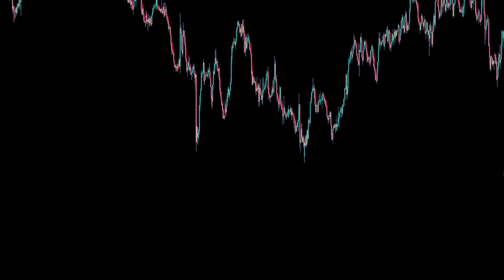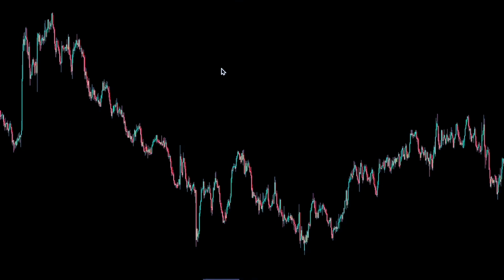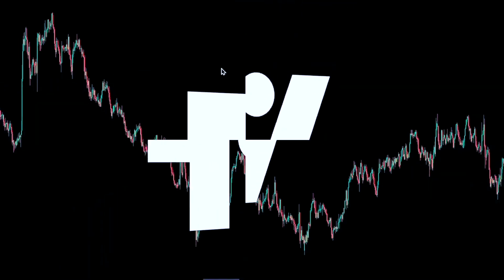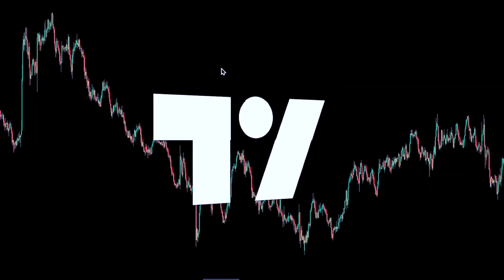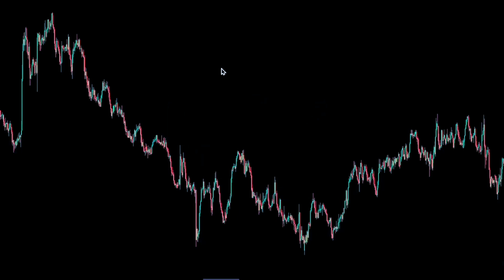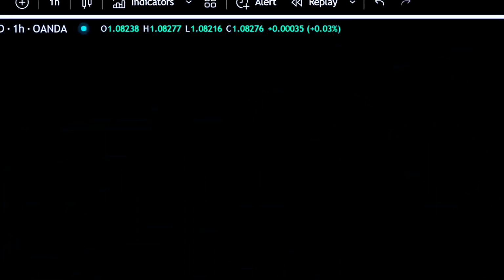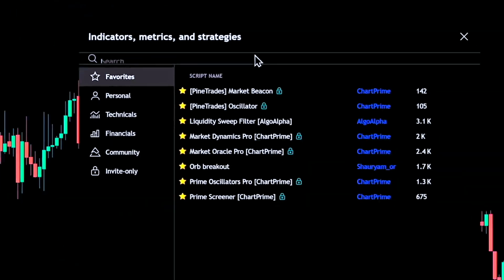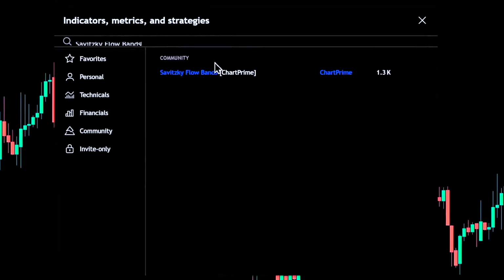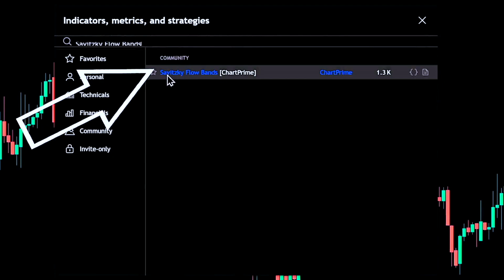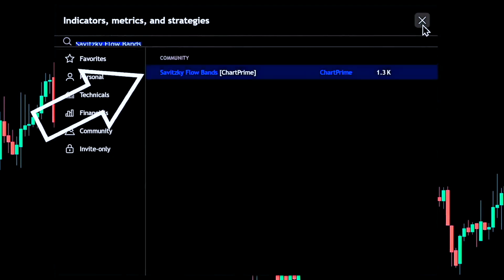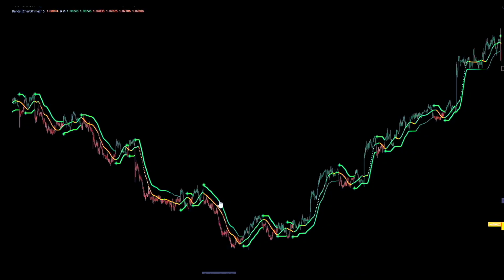To get this gem on your chart, head to TradingView, my go-to platform. Not signed up? I'll drop a link in the description. Pull up any chart, stocks, Forex, crypto, on any time frame, and click the Indicators tab. Search for Savitzky Flow Bands by ChartPrime. Big shout out to them, and of course, add it. Boom! You've got the Savitzky flow bands ready to roll.